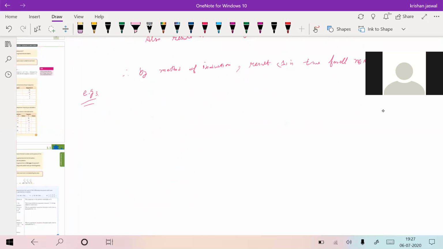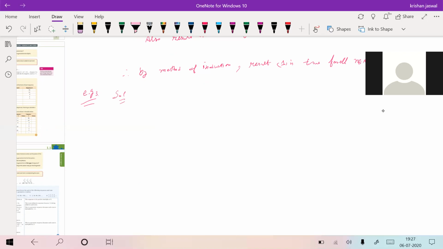Example number 3. Use the principle of mathematical induction to prove that 1 cube plus 2 cube plus 3 cube plus so on plus n cube is equal to n square into n plus 1 whole square over 4, for all n belongs to N.